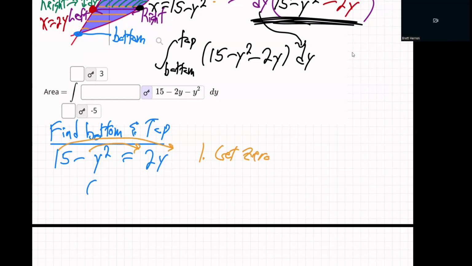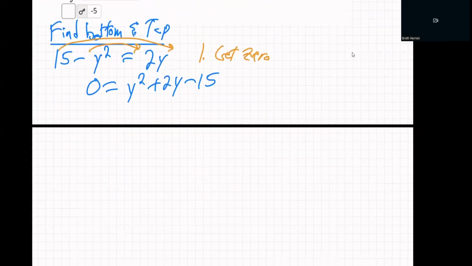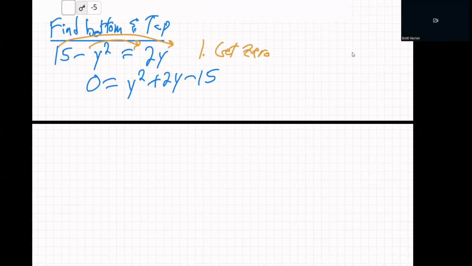So then we get 0 equals, that'll become a positive y squared plus 2y and a minus 15, right? When things jump to the other side, they switch their signs. Minus y squared becomes positive, 15 becomes negative. Now you can factor that. That'll save you some time.